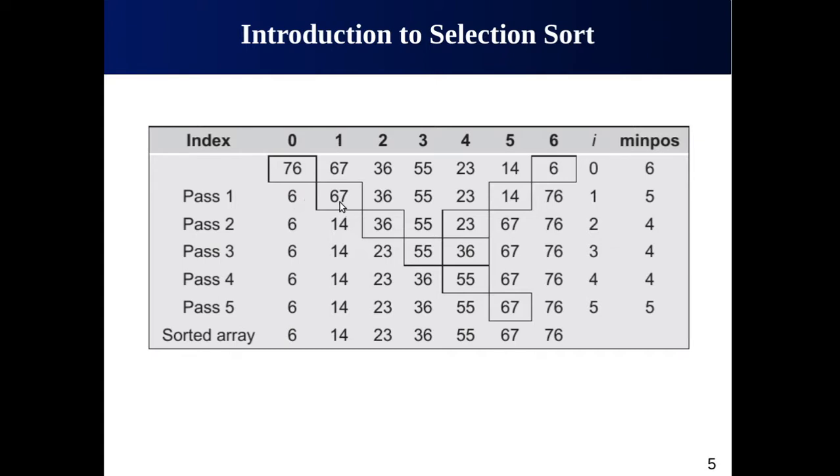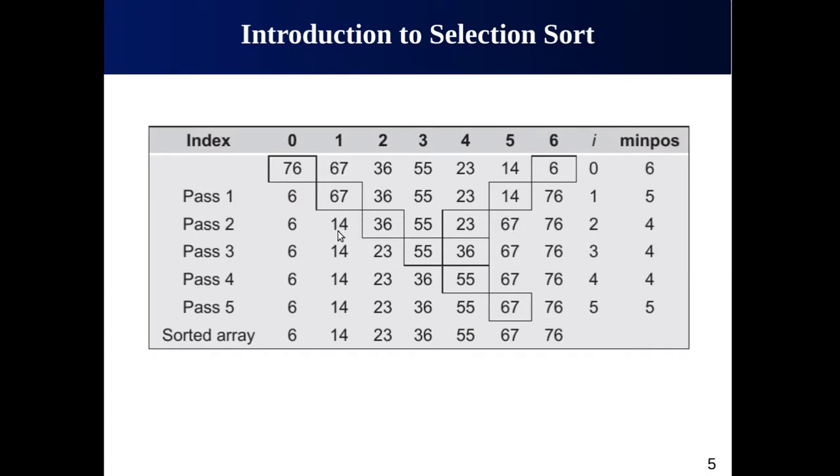Move on. Now take the rest of the elements and find the minimum value. Here the minimum value is 14. Select it and swap it with the element at the second location, which is represented by 1. So after swapping, 14 will take the place of 67 while 67 will move to the location where 14 was previously saved.